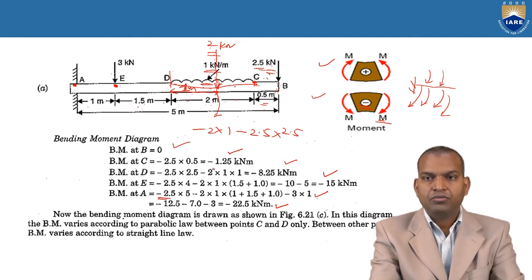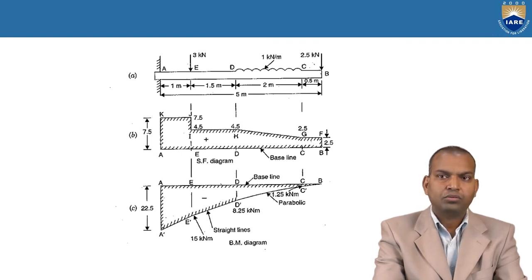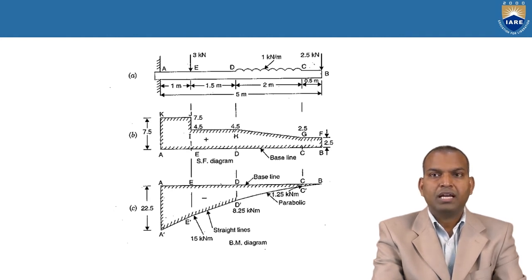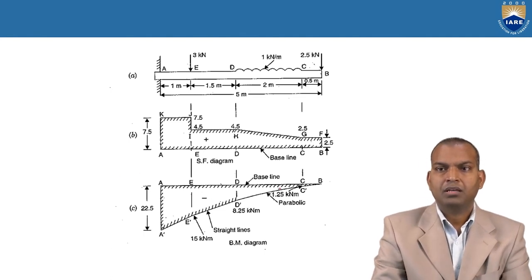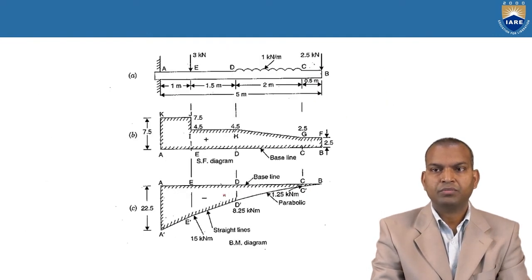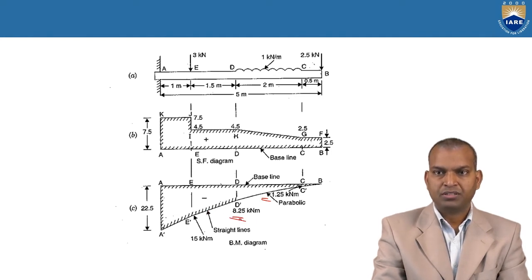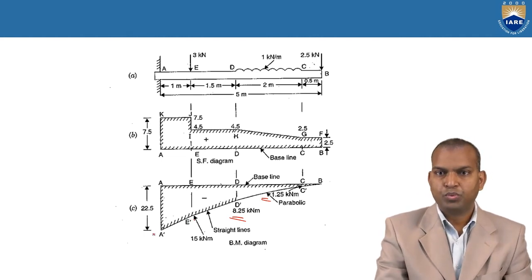How to draw this? You can understand it by drawing the bending moment diagram. You can understand how the variations of moment values can be observed at various points. In this case, it is point A, point B, point C, and point D. So at point B, it is 0. At point C, what is the value? That is minus 1.25 kilonewton meter. At point D, minus 8.25 kilonewton meter. At point E, that is 15 kilonewton meter. At point A, that is the negative value 22.5.